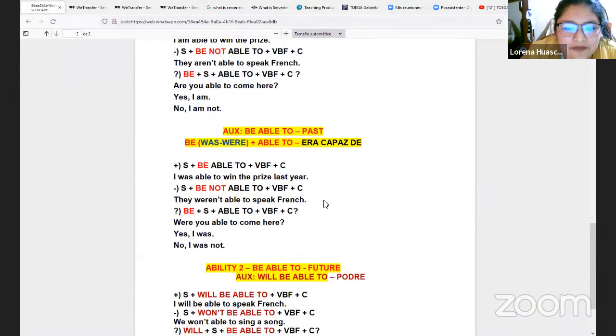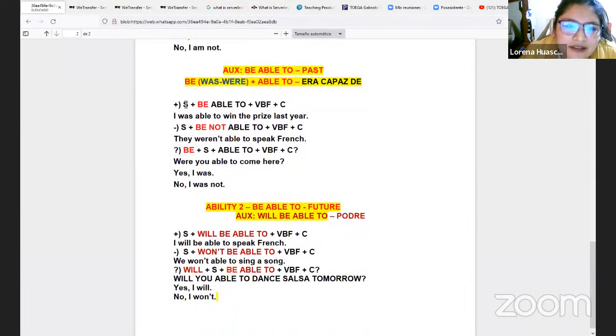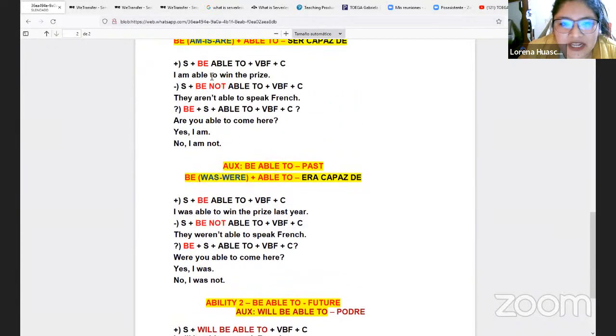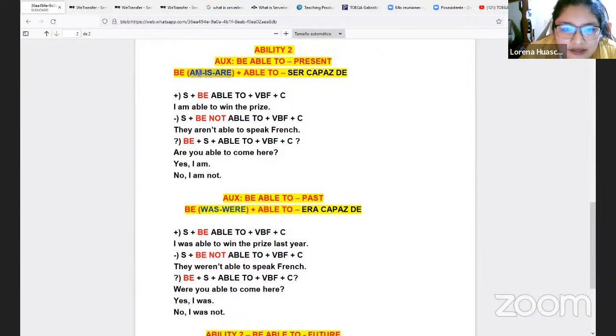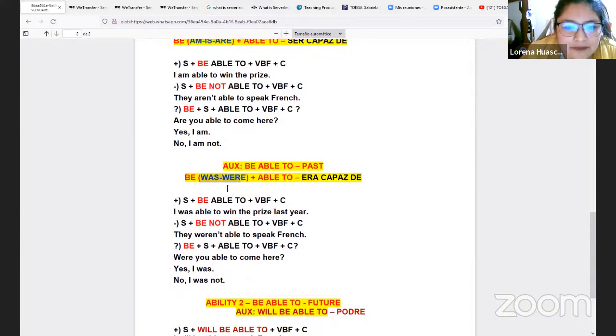Okay, so the examples are going to be in this way. I was able to win the prize last year. Yo era capaz de ganar el premio el año pasado. If you can realize, we have the same structure. Subject, be able to, subject, be not, able to. But the difference here is the uses. Present in be, past in be.